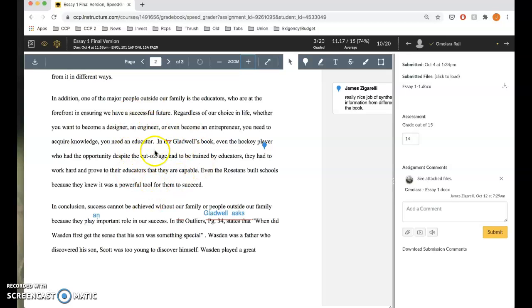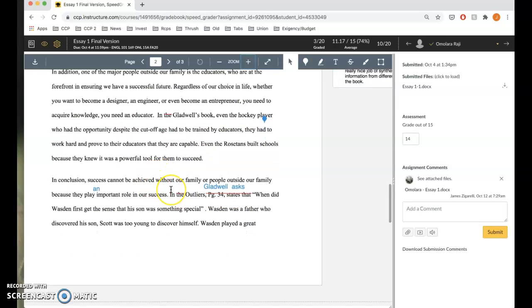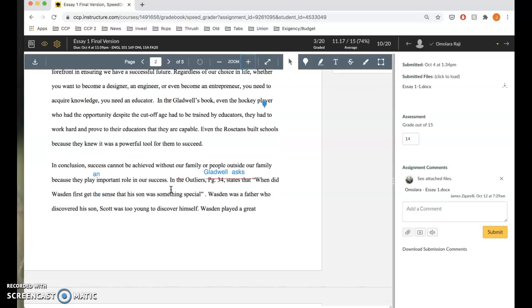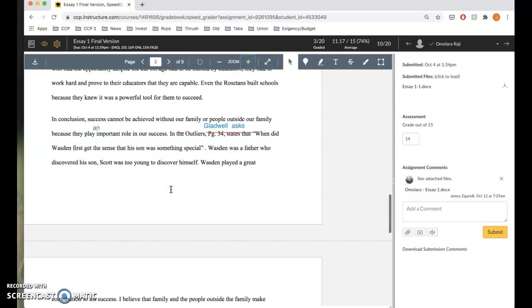And so she's doing kind of her own analysis, too. She's thinking about the hockey player example and saying, hey, even in that example, there was an educator, and that connects to what I want to say, okay? So and then in the conclusion, she restates her thesis, adds a little something, and bookends the hook.